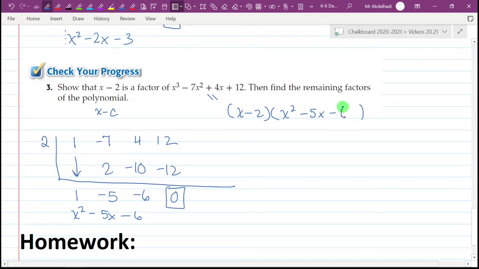That I got from synthetic division. But this is still factorable. So one more time. So once again, this is exactly the same question. I should have chosen something a little better, but this is what I had from last year.